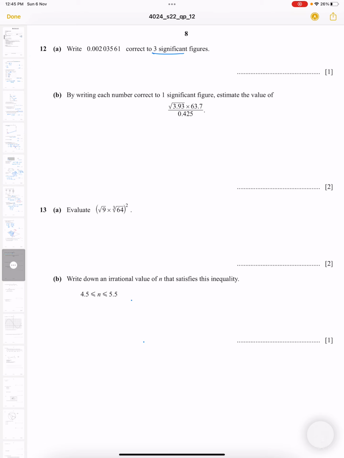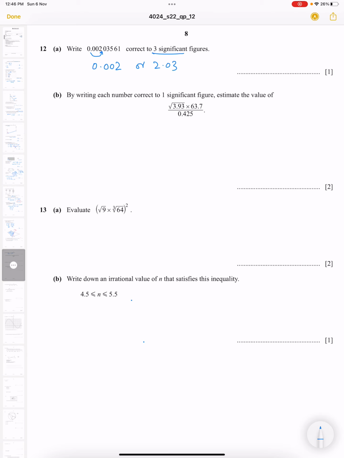Now let's write this given number correct to 3 significant figures. So that will become 0.002. You can write this form, or you can write it in standard form as well. Point will be placed here, so that will become 2.03.